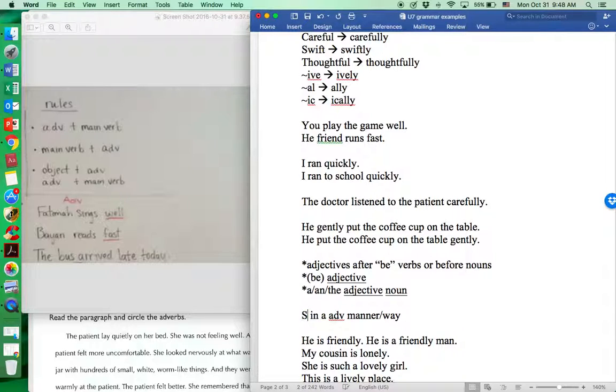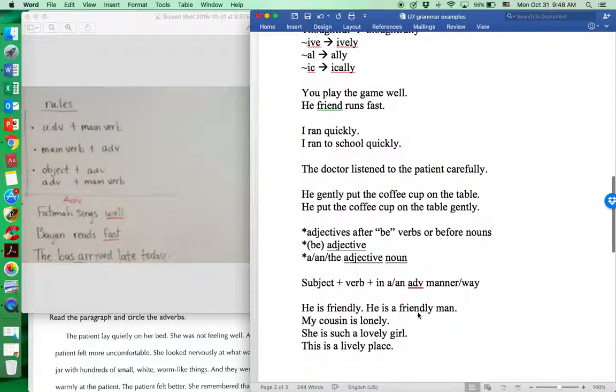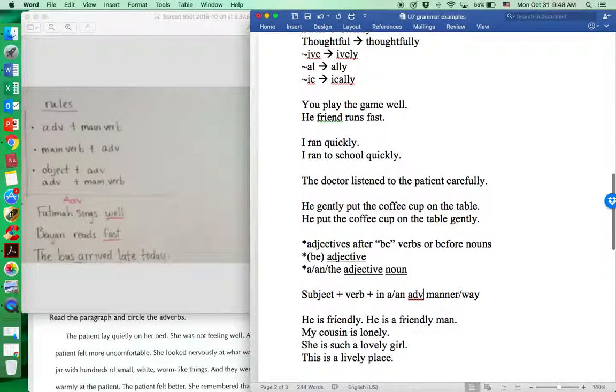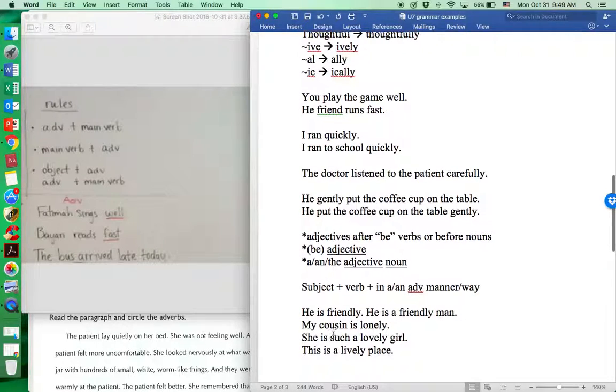So we'll have a subject, and then a verb, and then an adverb, manner, or way. Okay? So he is friendly, he acts in a friendly way. Not exactly as easy as he is friendly. My cousin is lonely. She's such a lovely girl. She treats people in a lovely manner.